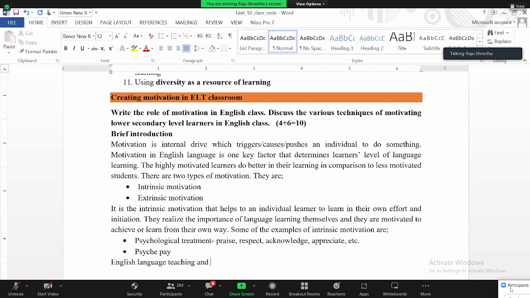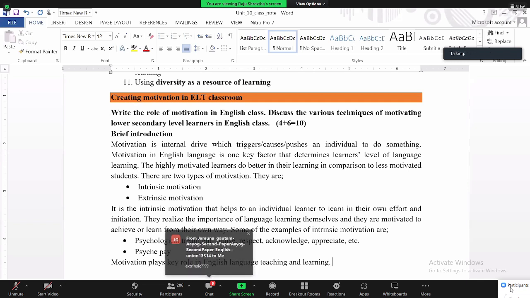English language teaching and learning require motivation. Motivation plays a key role in English language teaching and learning. Okay, English language teaching and learning.